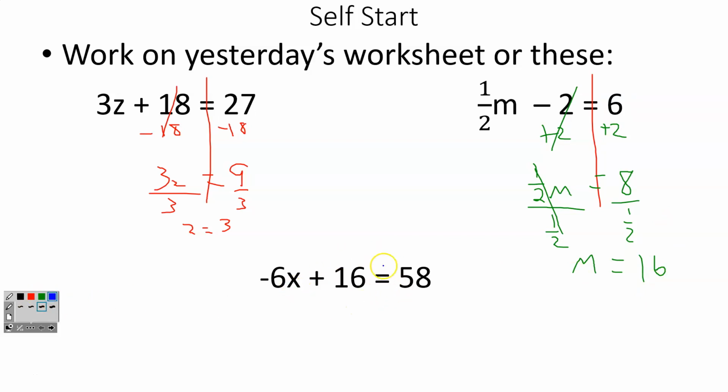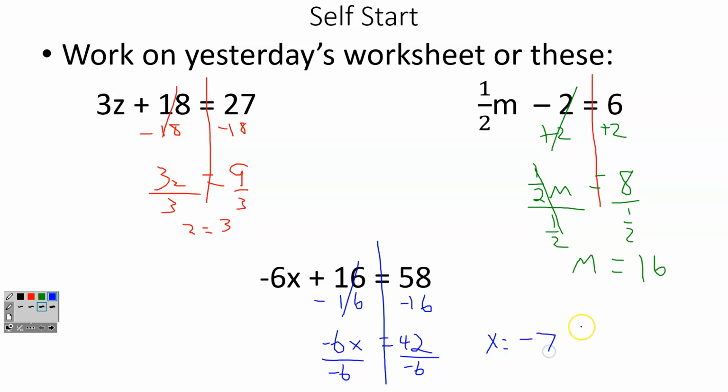Last one, draw our fence. Opposite of adding 16 would be to subtract 16 from both sides. Bring down my negative 6x. 58 minus 16 is going to give me 42. Again, that negative 6 and that x are connected through multiplication, so the opposite would be to divide. I'm going to divide both sides by negative 6. And my answer comes back as a negative 7.